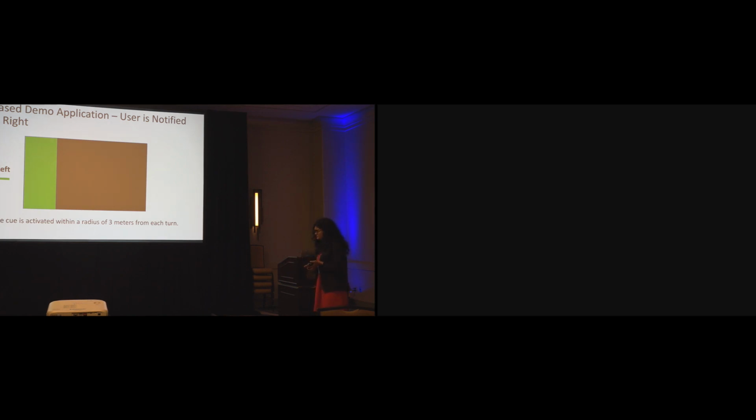meters from each turn. Now, initially we were only doing it for indoors, but we went ahead to do it outdoors because we figured out that Google Maps, which is deployed on Mad Gaze or Google Glass, takes at least 3 seconds to detect your location and give you the cue. So we went ahead and used our app and compared the two of them.